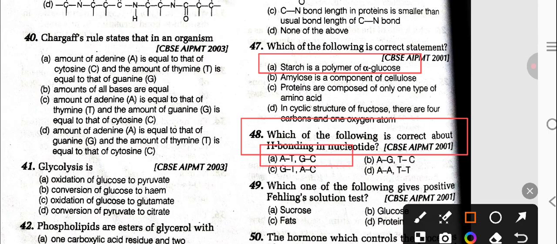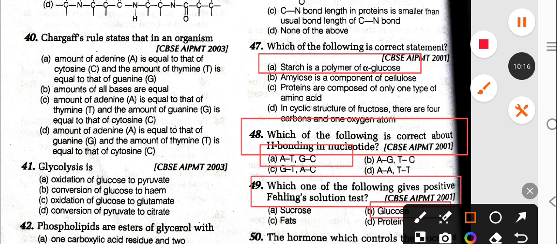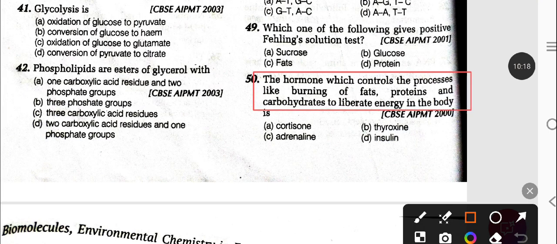Next, which one of the following gives a positive Fehling's solution test? So it is glucose. Option number B. Sucrose is non-reducing in nature and glucose gives Fehling's solution test, which results in formation of red color precipitate. The hormone which controls processes like burning of fats, proteins and carbohydrates to liberate energy in the body is thyroxine.